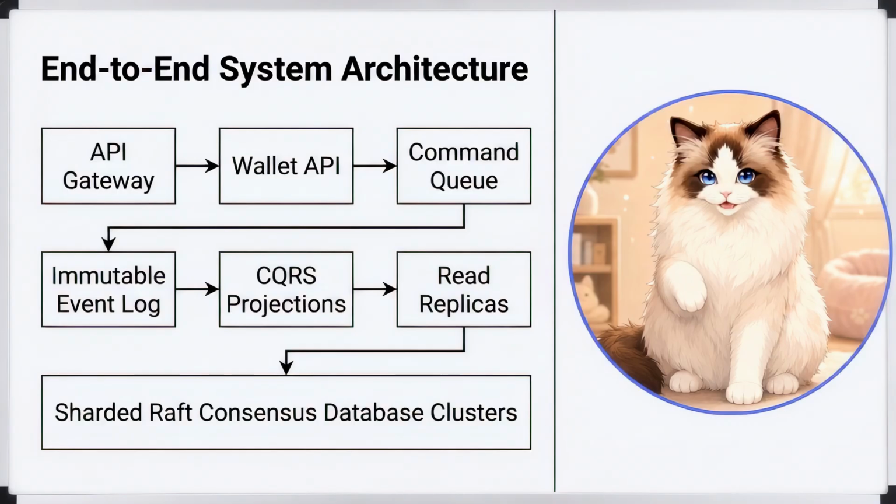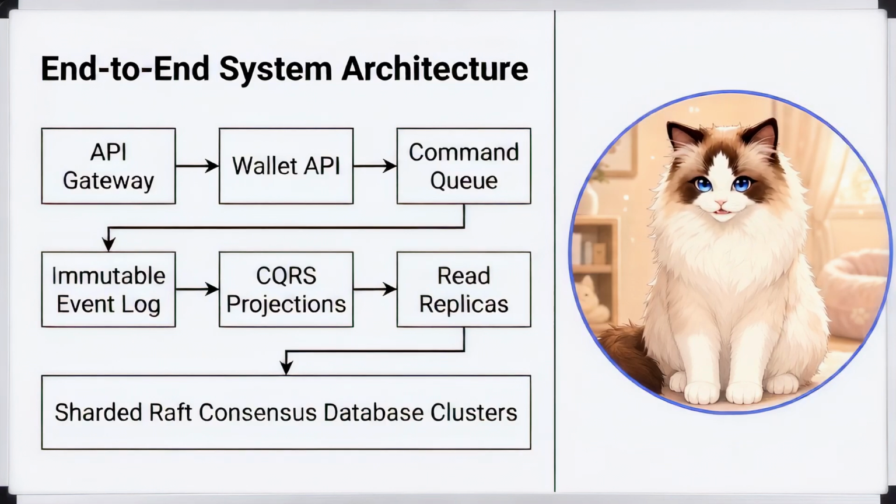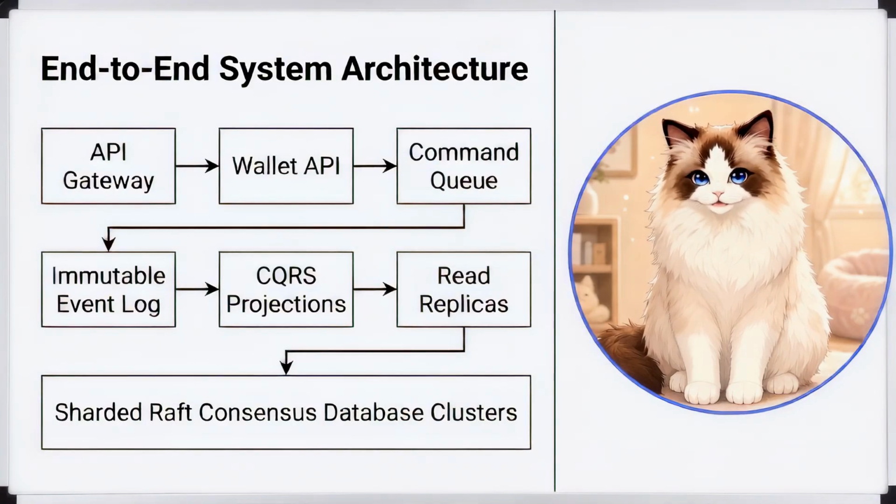Putting everything together, here is our end-to-end architecture. The client sends a request to the API gateway, which forwards it to the wallet service. The wallet service invokes the Saga coordinator to manage the distributed transaction across partitioned database shards. In partition A, the debit event is committed to an append-only event log. The Saga coordinator then triggers partition B to log the credit event.